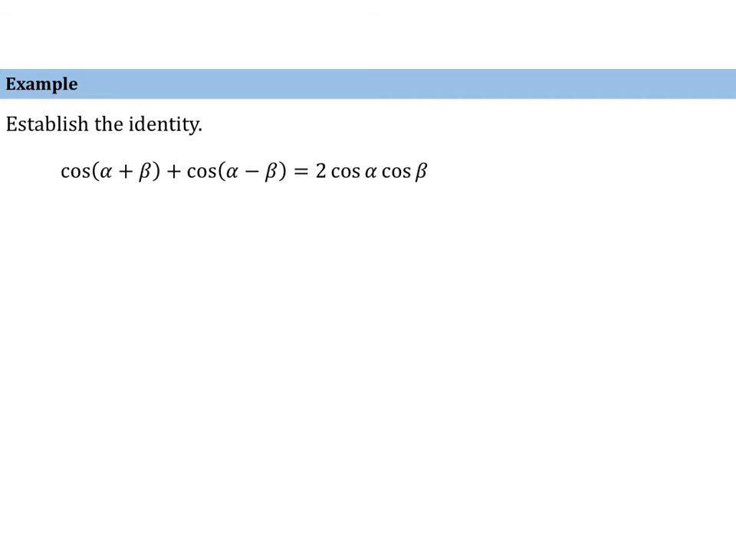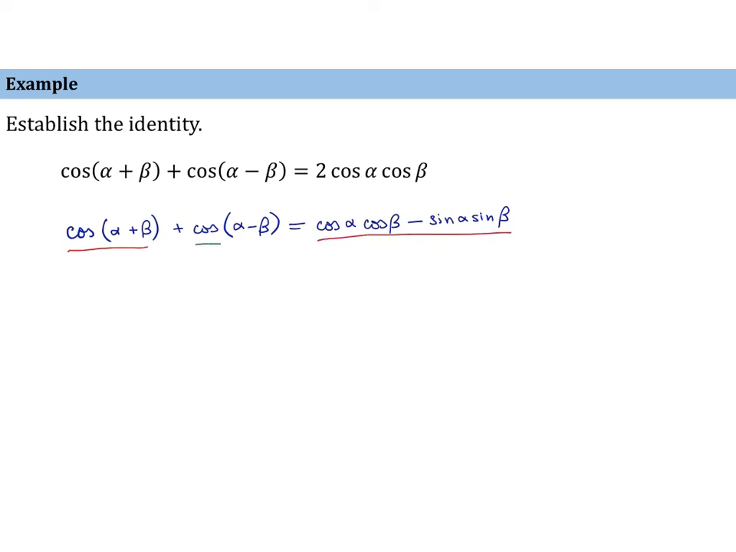Now let's establish an identity. So remember, with establishing an identity, we take the left-hand side and we use trigonometric identities known to us and algebra as necessary to manipulate the left-hand side until it becomes the right-hand side. So cosine of alpha plus beta, we can use cosine of alpha, cosine of beta, minus sine of alpha, sine of beta. So what we have at this point is we've rewritten this portion as this.